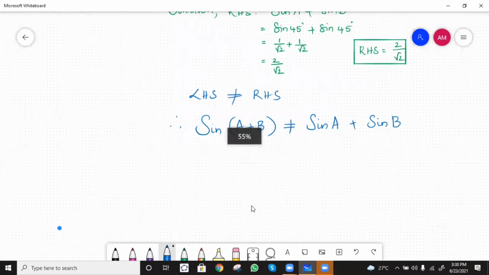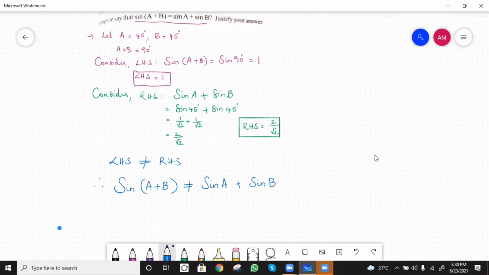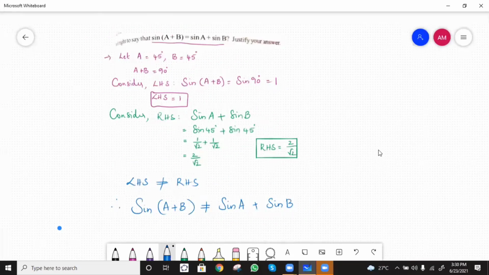See the complete problem once. I'm minimizing the screen. See the complete problem once.